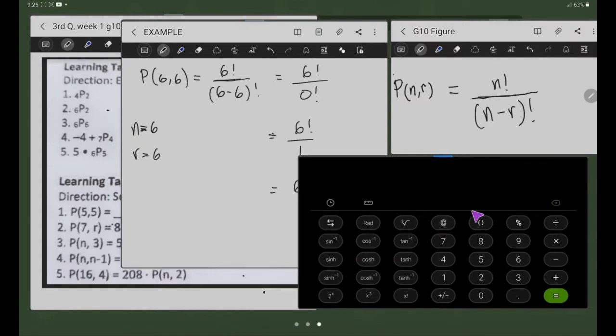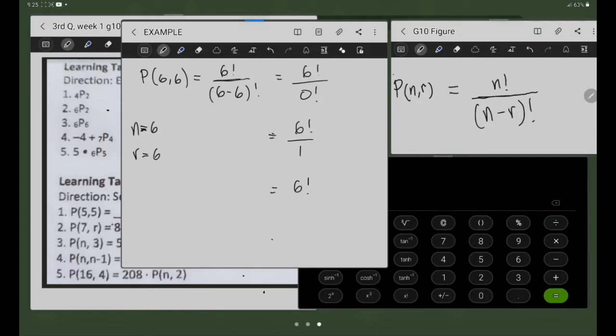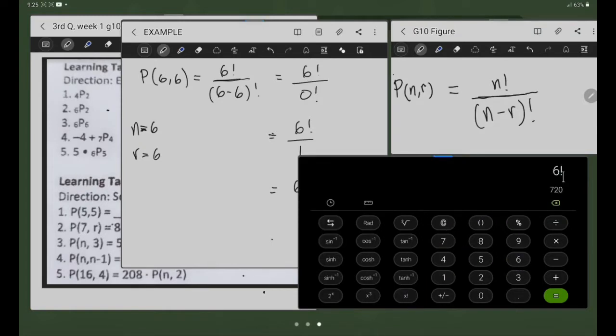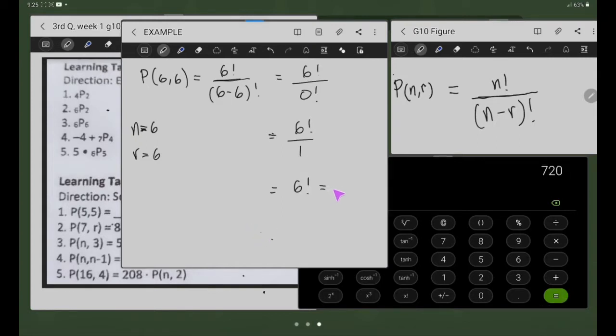Gamitan natin ng calculator itong 6 factorial. So, this is equal to 720. Yung 6 factorial natin, kung walang calculator, gamitin natin yung 6 times 5 times 4 times 3 times 2 times 1. So, this is equal to 720.